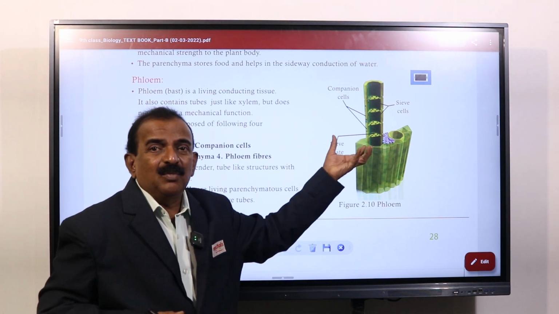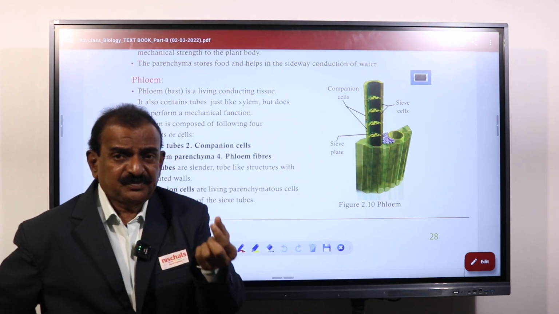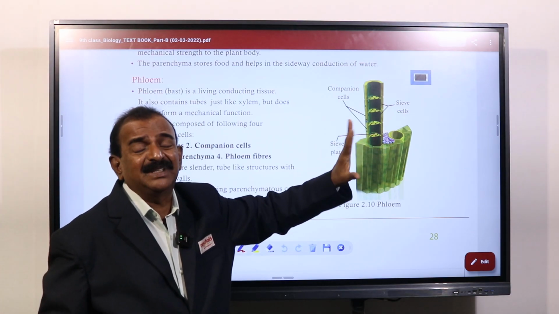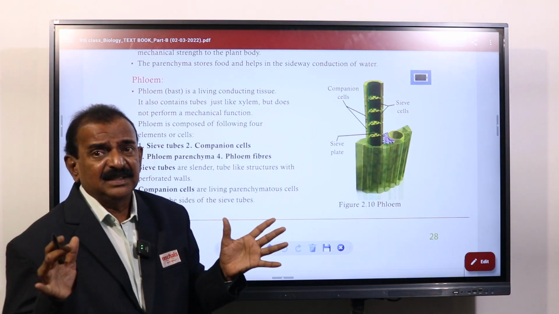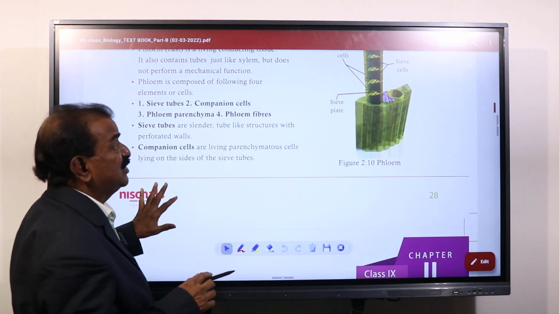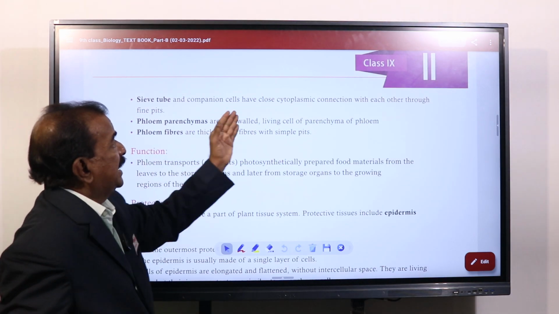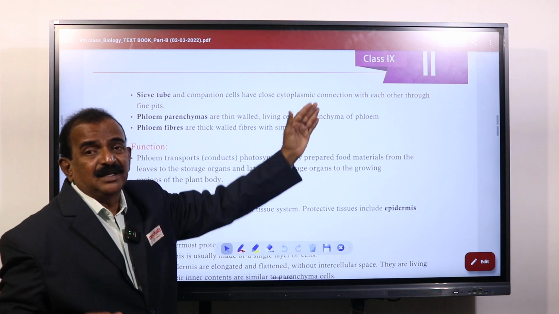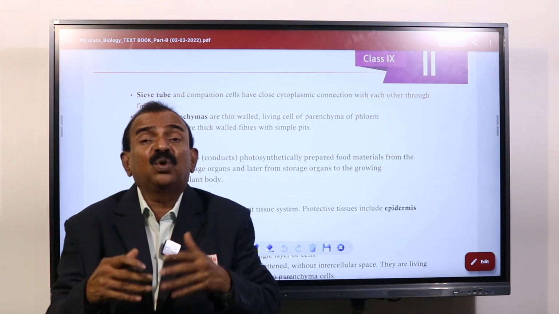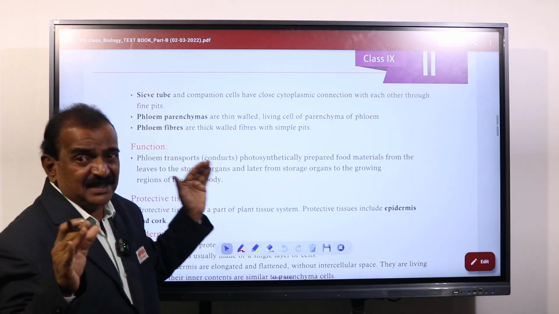So that is about sieve tubes, and also sieve plates we can see, and they are having pores, holes, pits, and on either side of these sieve tubes we can see the presence of companion cells. And again you see companion cells are living parenchyma cells lying on the sides of the sieve tubes. Here you see sieve tubes, as I already told you, have close cytoplasmic connections. So here sieve tubes and companion cells are with close cytoplasmic connections with each other through pits.